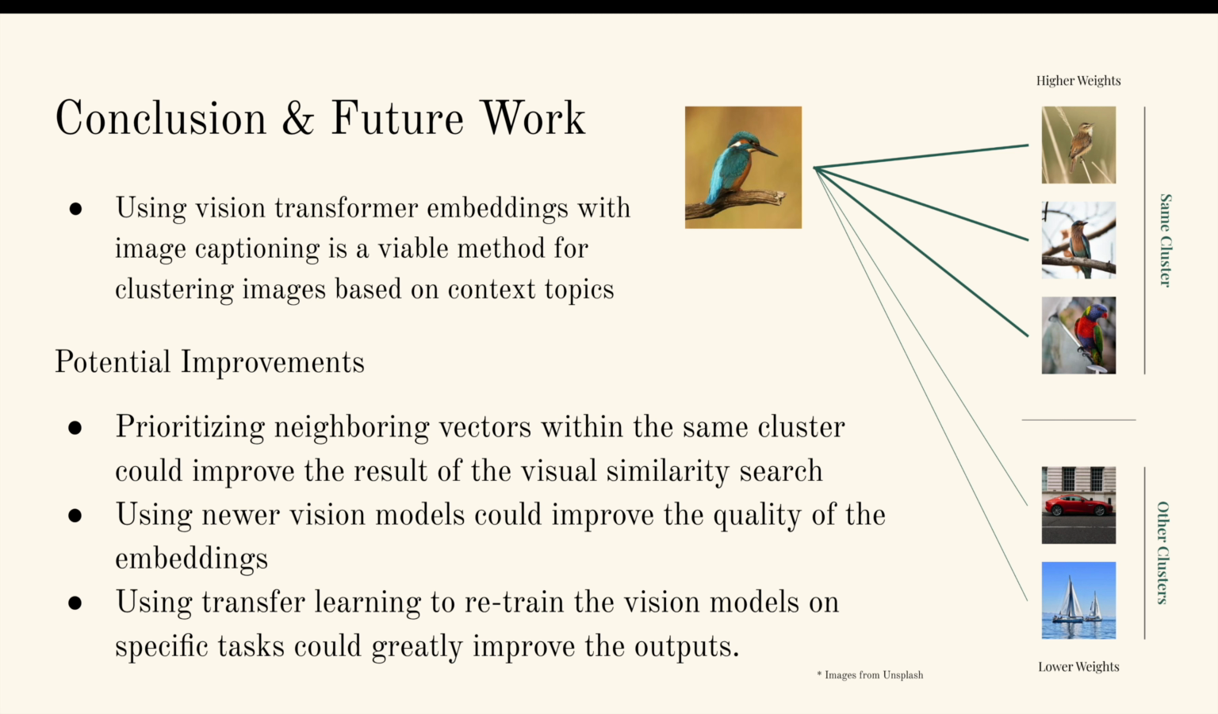In conclusion, using vision transformer embeddings with image captioning is a viable method for clustering images based on context topics. But prioritizing neighboring vectors within the same clusters could improve the result of the visual similarity search. Another thing that could help improve the model is using newer vision models, since they will be trained using more data and for longer periods of time. And another way that we could improve the system is to use transfer learning to retrain the vision models on the specific task that we have at hand. That way the model knows specifically what to look for in the dataset.